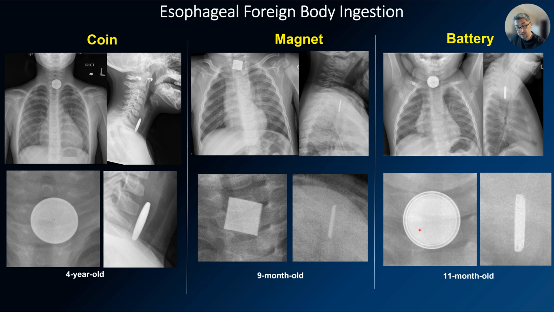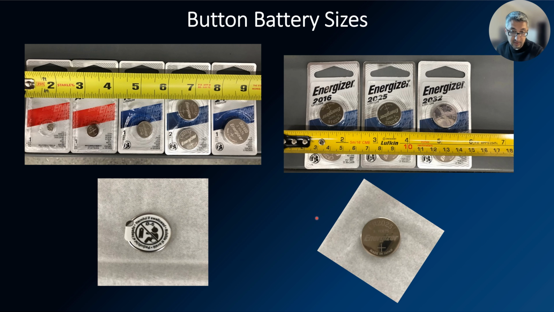Button battery ingestion is extremely dangerous compared to others because they can cause perforation in the esophagus even within half an hour. So they need to be urgently removed. The button battery appears something like this. As you can see, they can be in different shapes, and even if they are dead, they can still cause damage.